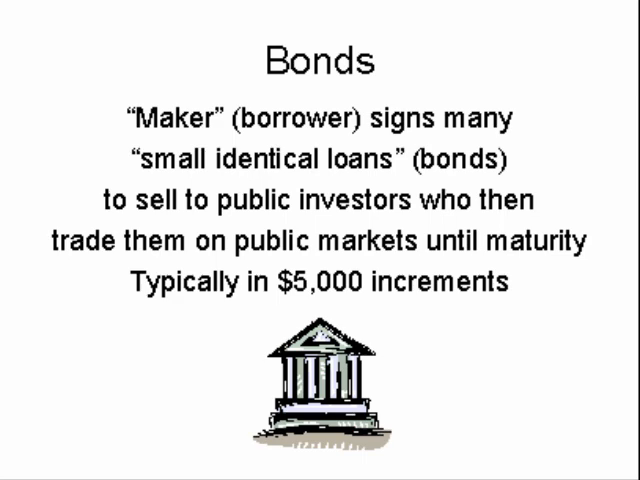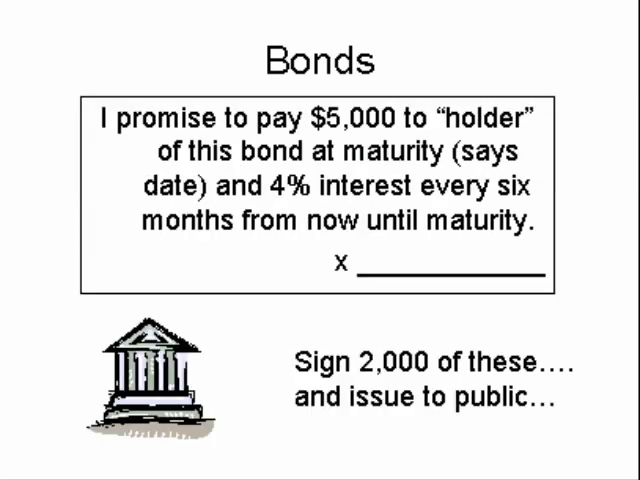Bonds are typically issued in $5,000 increments, and they are sold to the public and publicly traded after that. Here's a typical bond. I promise to pay $5,000 at maturity, and in the meantime, I'm going to pay 4% interest every 6 months. Now, that's not 4% every 6 months. That's 4% annually paid in 6 months. So it's really 2% twice a year. It's just the pattern for them.